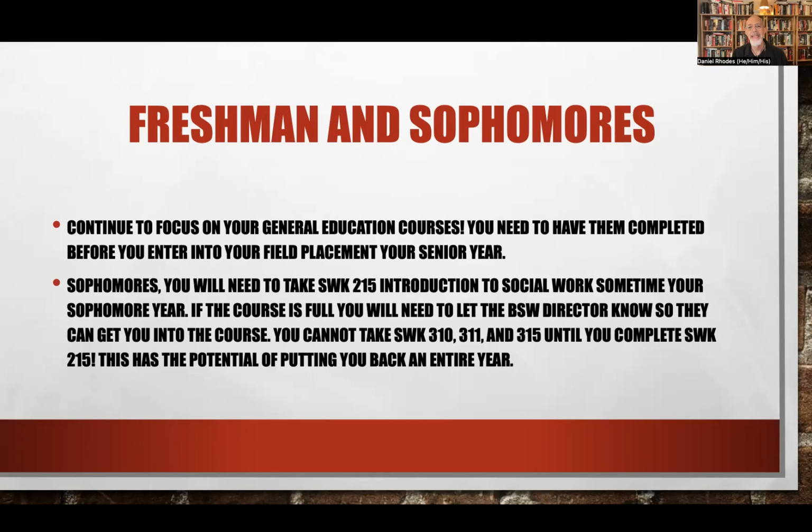Sophomores, you'll need to take Social Work 215, Introduction to Social Work, sometime your sophomore year. So that means freshman is like 0 to 30 credit hours. Sophomore is usually 30 to 60 credit hours. So if you are in your sophomore year and you have not taken Social Work 215, this is fall semester, then you must be in that class in the spring semester. Now, you can take it over the summer. We will offer an option over the summer, but that's really kind of pushing it.